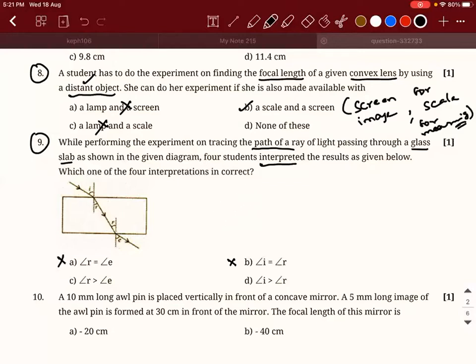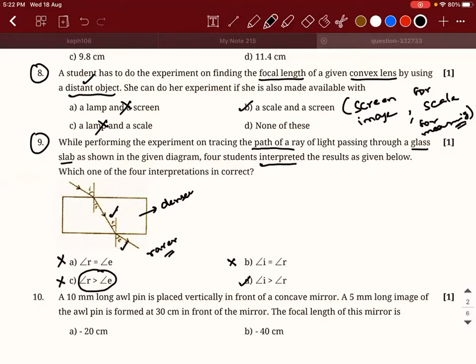Angle R is greater than E. Correct? So this is a denser medium and this is a rarer medium. No, imagine when the light is traveling from denser to rarer medium, the ray travels away from the normal. When it is traveling away from the normal, how can this angle be greater than E? So this is also wrong.